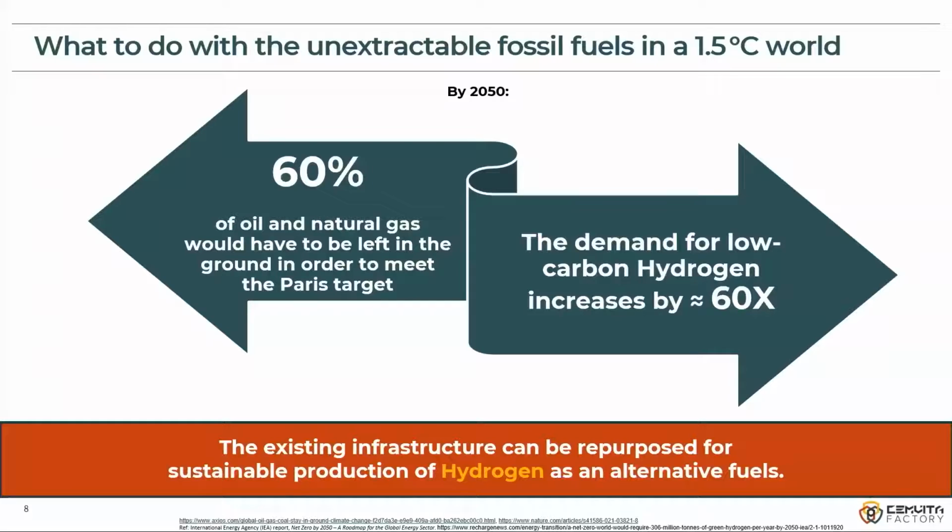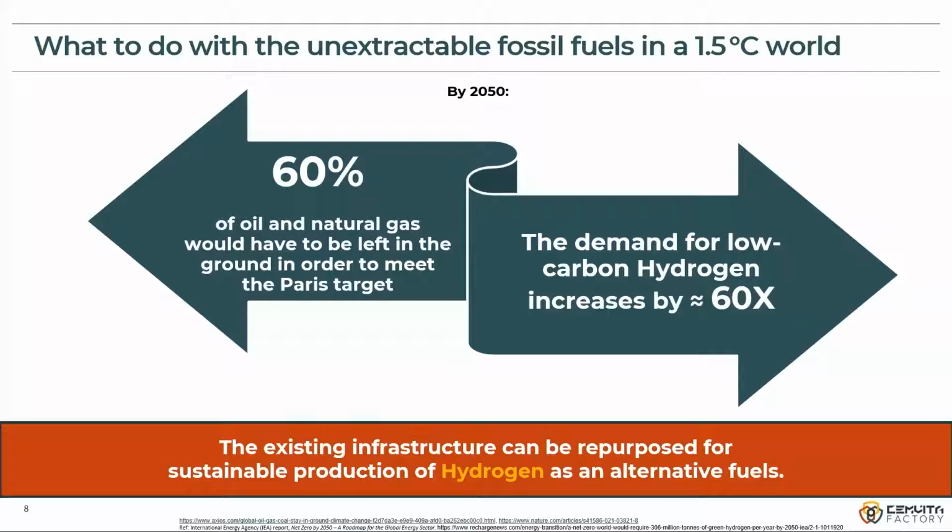Now, this was a study that came out in Nature about a year ago maybe. The authors wanted to look at how much of the known oil and gas reserves would have to remain unextracted in order to meet the 1.5 C temperature change set forth by the Paris Climate Accords. And what they found was that 60% of all known oil and gas reserves would have to remain unextracted from the ground in order to meet that 1.5 C change goal.